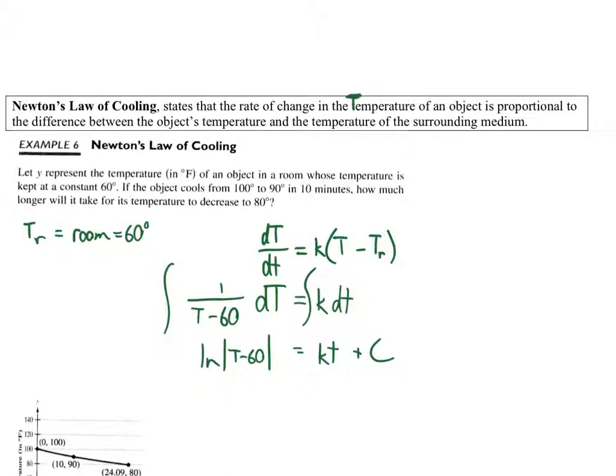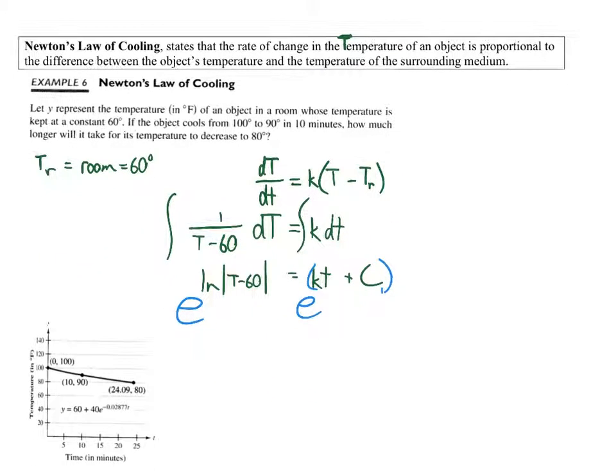So that would be C e to the kt. Would you plug 80 in for T, like lowercase t? Eventually we will. What I'm doing is re-deriving what we had done here. I'm going to put e as the base on both sides, and I'll call that c1 for now. But notice what I'm going to have is the absolute value of T minus 60 equals e to the kt times e to the c1, so some constant.